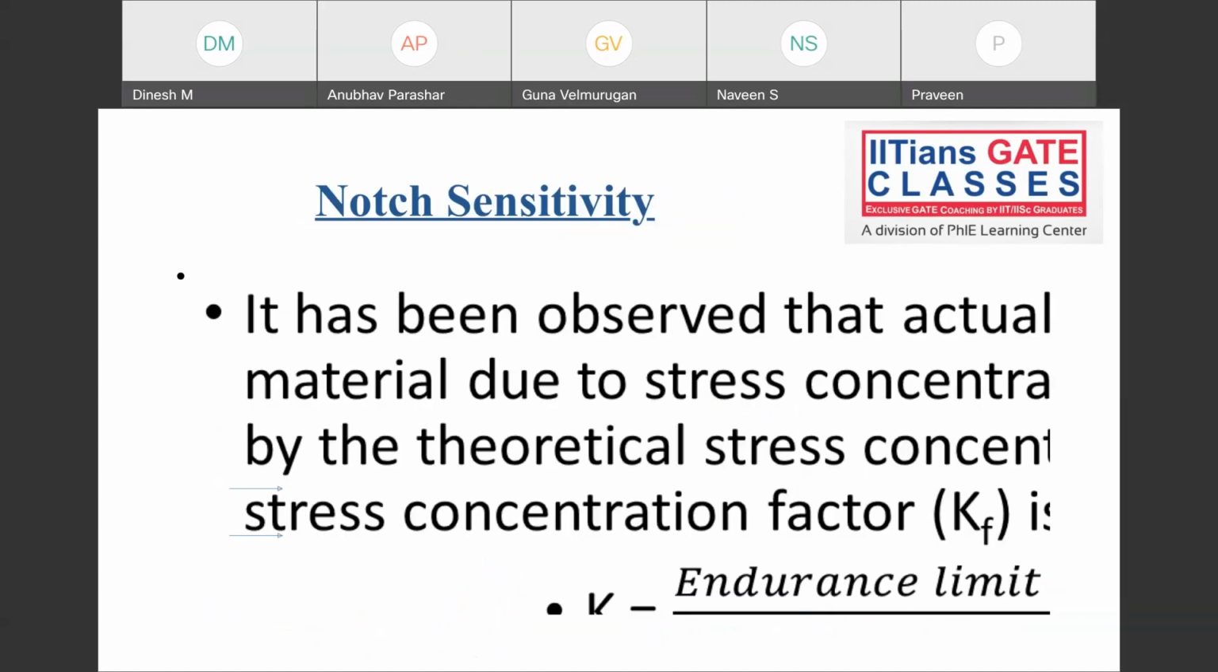Okay. Now let us see what exactly is notch sensitivity. Notch sensitivity.